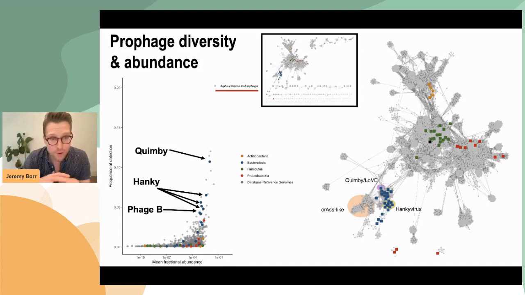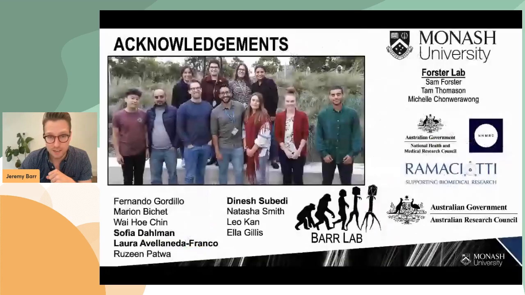We've got a lot more data characterizing these phages, but I'm completely out of time, so I'm going to wrap up there, and I hope that sparked your interest in the diversity of these gut viruses.